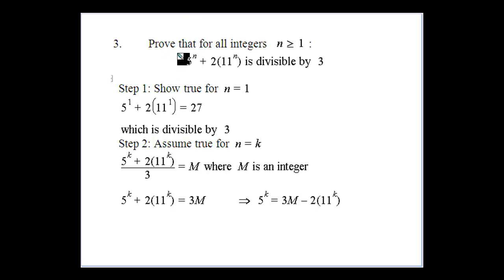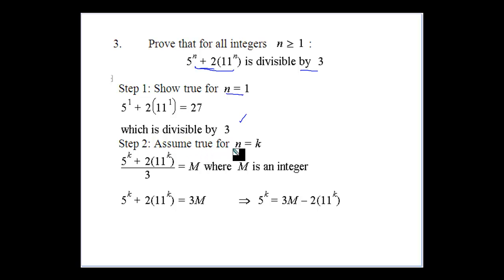So in this problem, we've got to prove that all integers n greater than or equal to 1, that the statement there is divisible by 3 for any positive whole number. We'll start with the idea that n can equal 1, so 5 to the power of 1 plus 2 times 11 to the power of 1 equals 27. 27 is divisible by 3, so it's true for the first step.